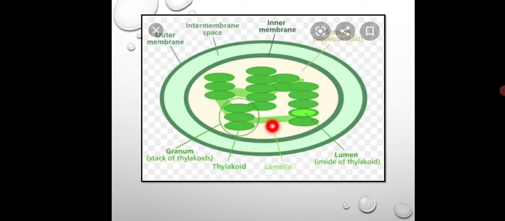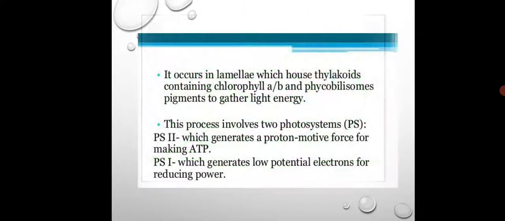These thylakoids are connected by the lamellae, and inside the thylakoid there is the lumen. The outside area of the thylakoid is called the stroma, which is the fluid part. So this is known as the stroma. This is the overall view of the chloroplast.